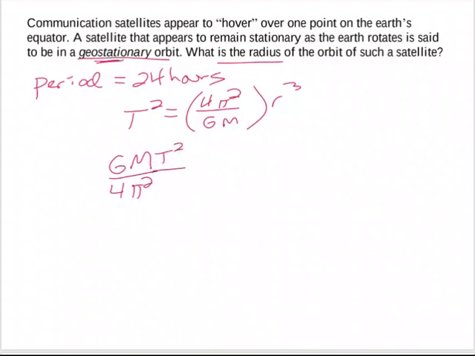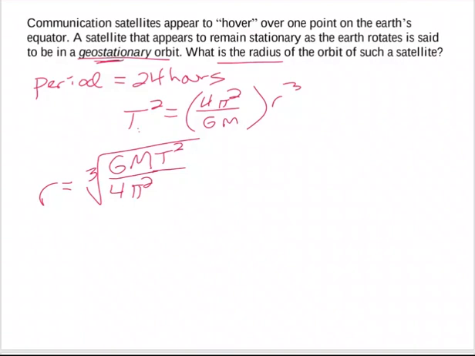Now I want R cubed to be just R. So how do I do that? Cube root the whole thing. And that gives me R. How did T squared go on top? We had the reciprocal. We multiplied both sides by the reciprocal of all these constants. So GM over 4 pi squared was multiplied by T squared. So I just put it in the top.